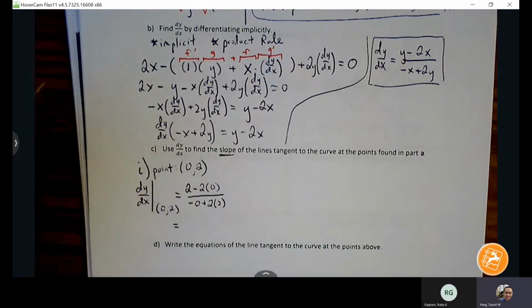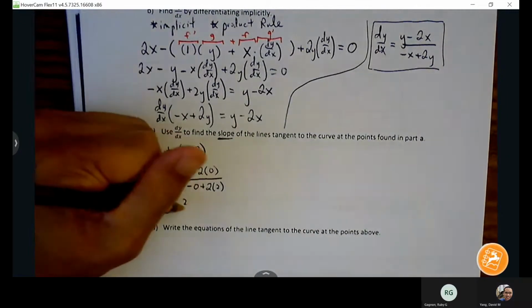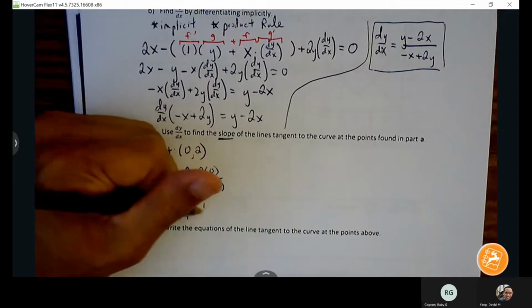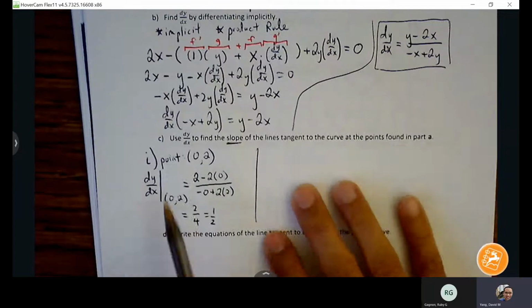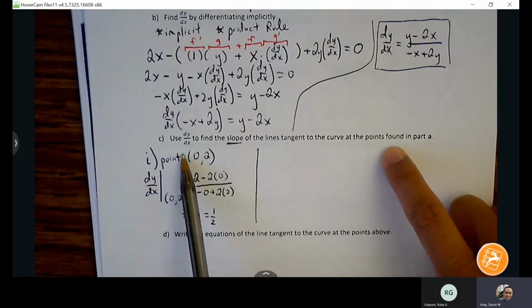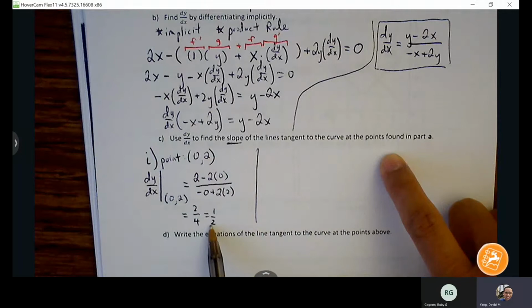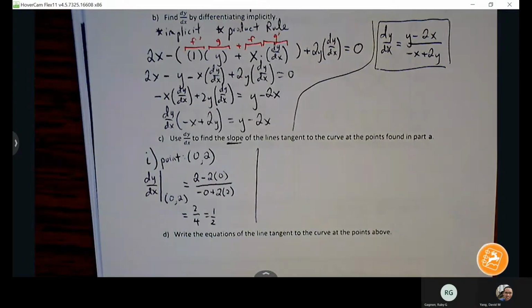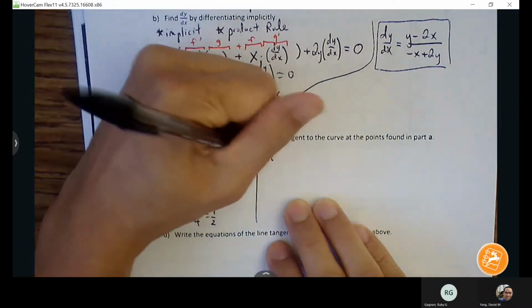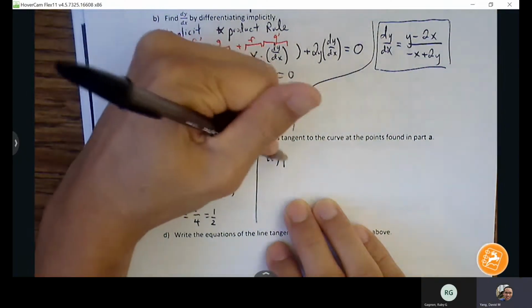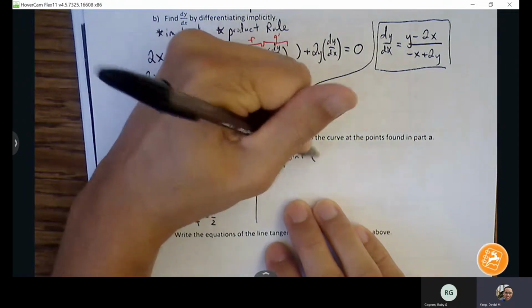Okay, 2 over 4, which is 1/2. So that's one slope. We know that whatever the graph looks like at the ordered pair (0, 2), the graph is going to have a slight steepness, a positive slope of 1/2. Okay. The other point is at (0, -2).